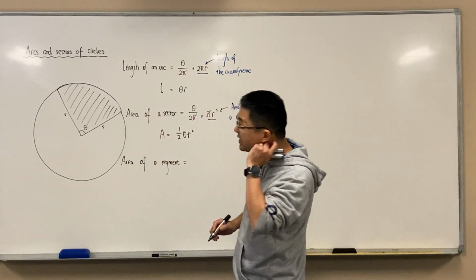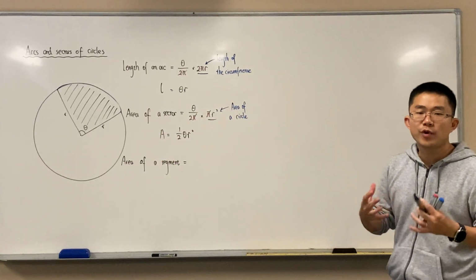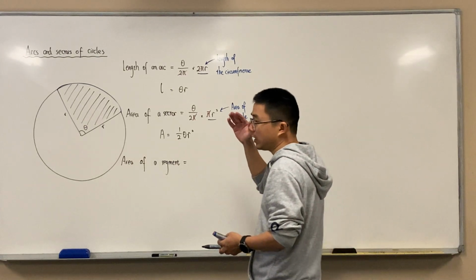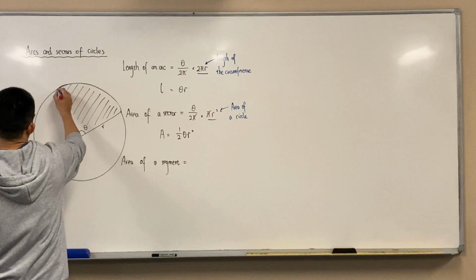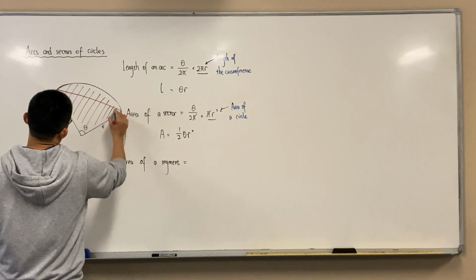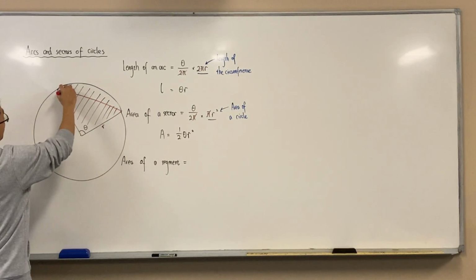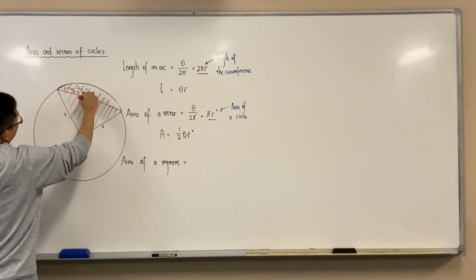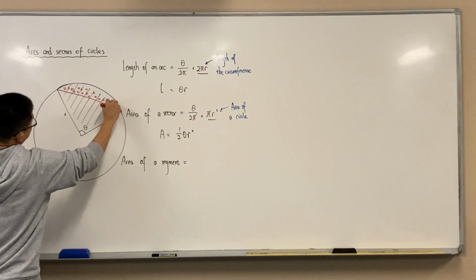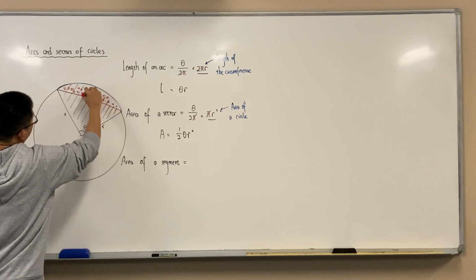Alright, so the question is, what is a segment? A segment is a region inside a circle that's bounded by a chord and an arc. That's the chord here. A segment will be the area or region in between the chord and an arc. So that's a segment. How do we find the area of this segment?